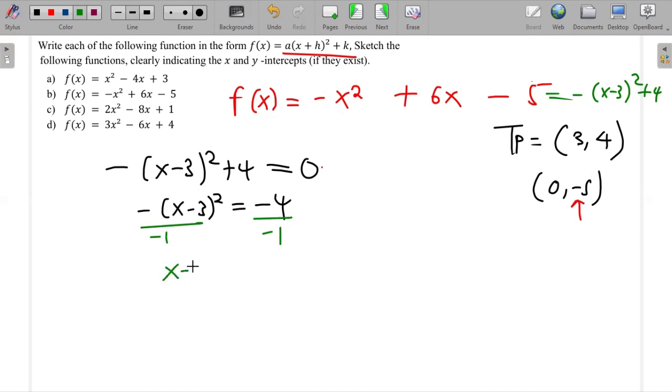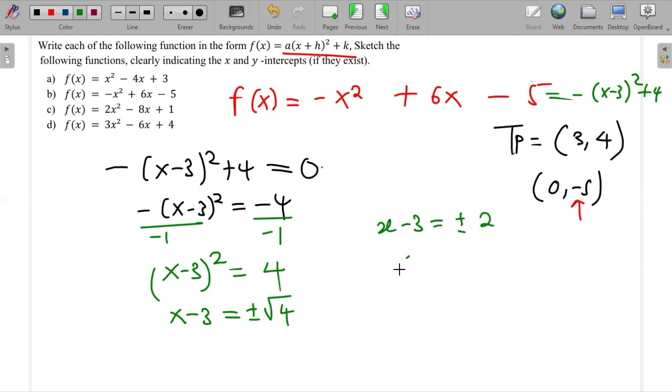So what I have is (x minus 3) squared equals positive 4. Then I take the square root on both sides. I'll get x minus 3 equals plus or minus the square root of 4, so x minus 3 equals plus or minus 2. This will give me x equals 3 plus or minus 2. So x will be equal to 3 plus 2, that is 5, or x will be equal to 3 minus 2, that will be 1. So my x-intercepts are at x equals 1 and x equals 5.